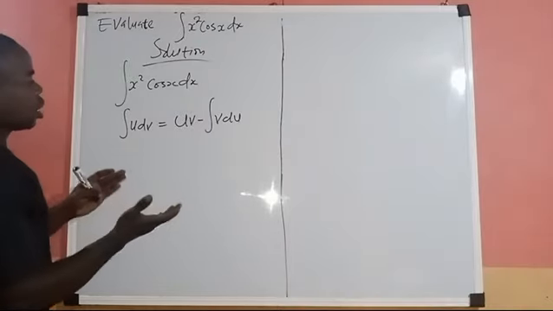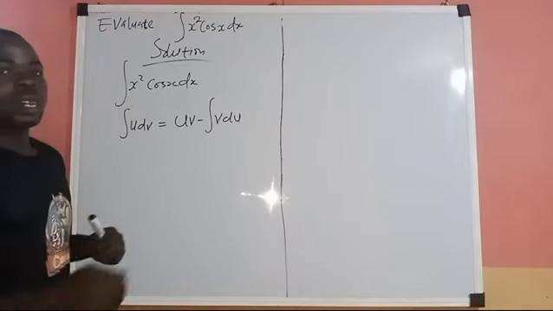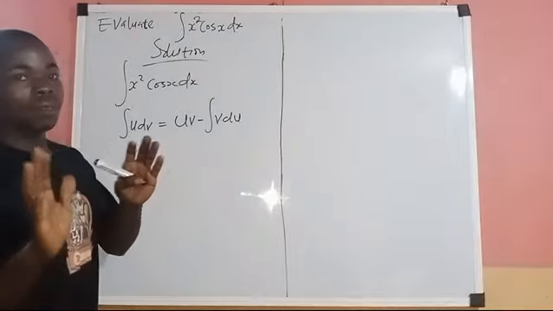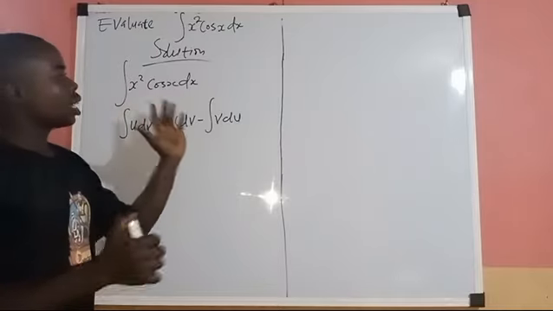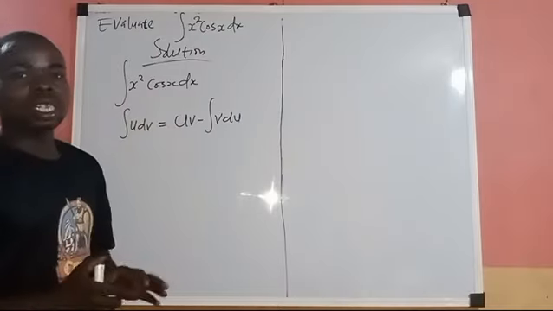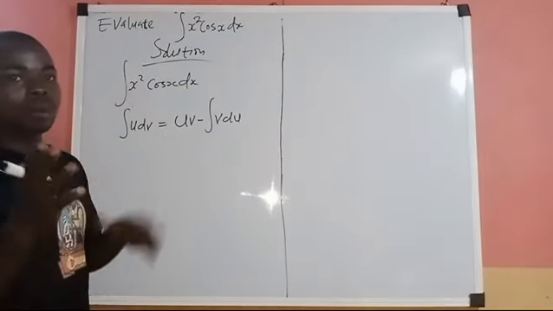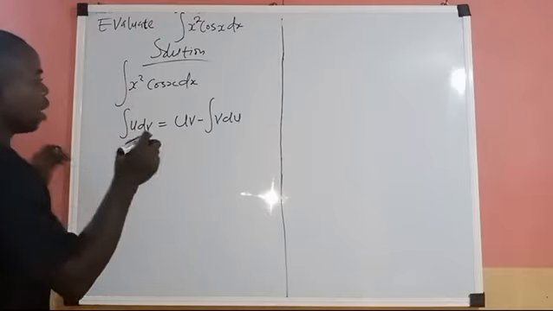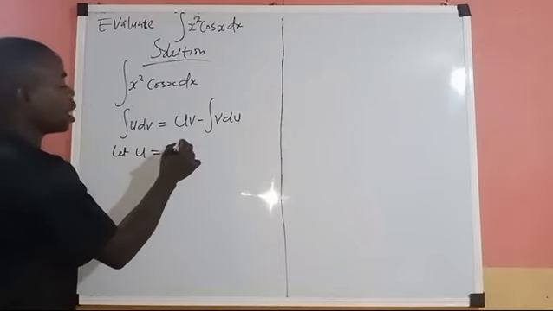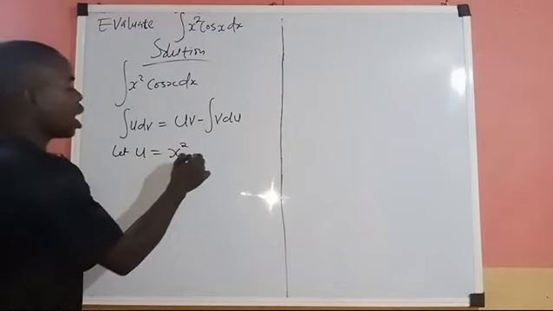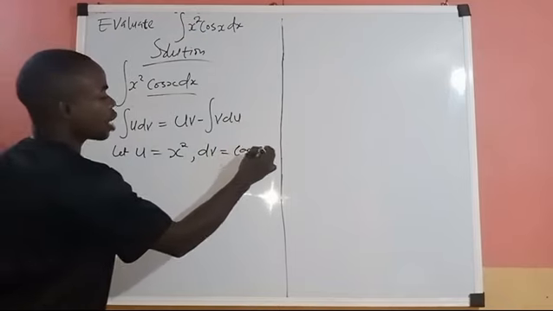So what we are going to do is set one of these functions to be our u, and then set the next function to be our dv. But like I've always mentioned, when you have a polynomial multiplying a trig function and you want to integrate it by parts, the polynomial should be your u, and then the trig should be your dv. Having said that, let u be equal to the polynomial, that is x raised to the power 2, and then my dv will be the remaining part, which is cos x dx.